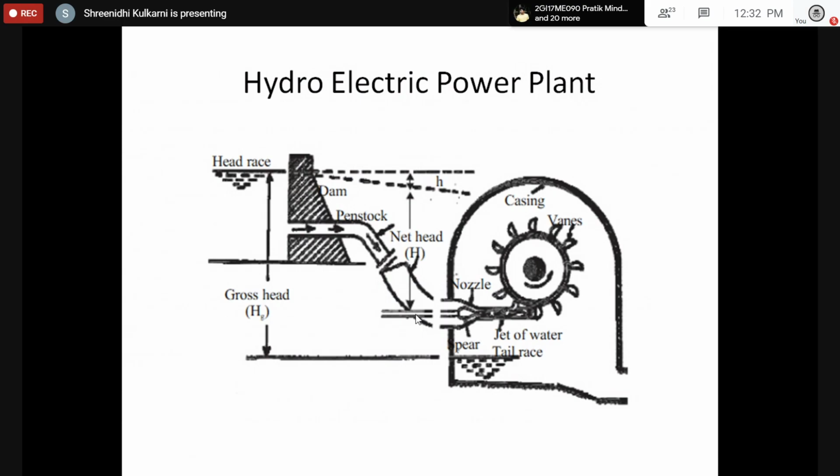Next, what is net head? Net head is given by Hg minus Hf, where Hf is the frictional head loss. So Hg minus Hf.